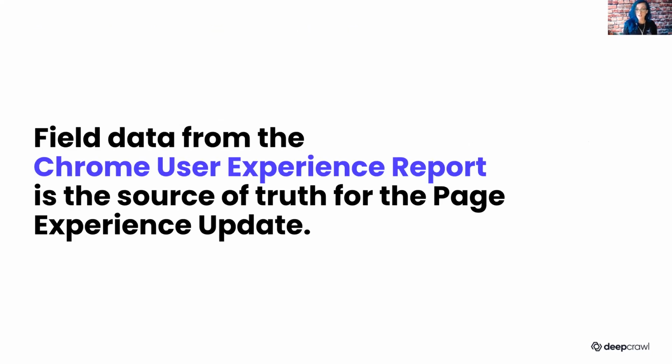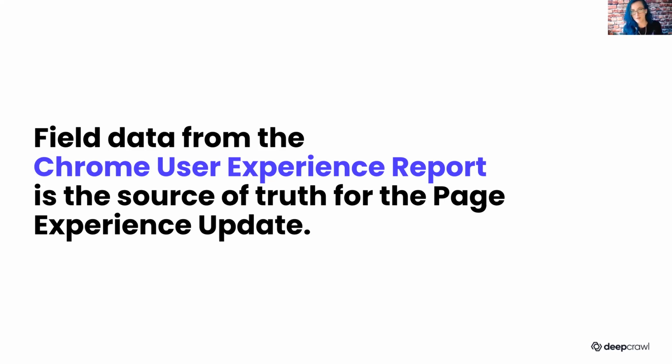Field data is fundamentally the source of truth. It comes from the Chrome User Experience Report, and it's what's being used in the Page Experience Update. The Chrome User Experience Report is aggregated from those real humans. It's updated the second Tuesday of every month, and it calculates how real humans interacted with that page.